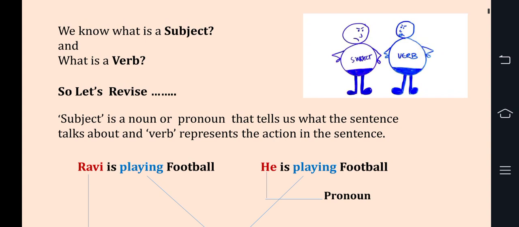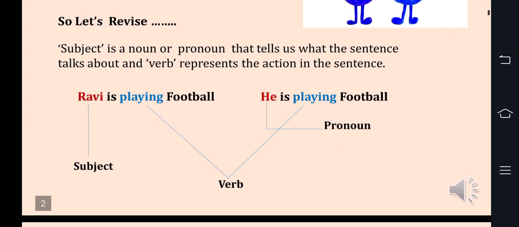Subject is a noun or a pronoun that tells us what the sentence talks about. And verb represents the action in the sentence. For example, Ravi is playing football. So here Ravi is subject and playing is verb.